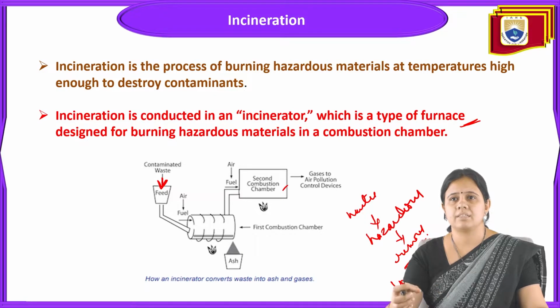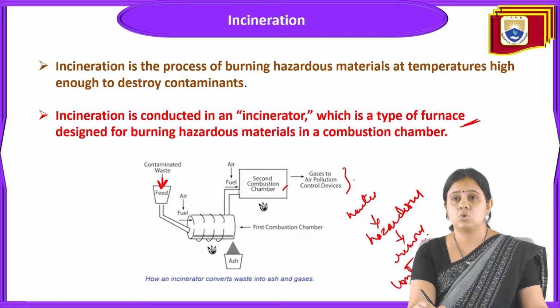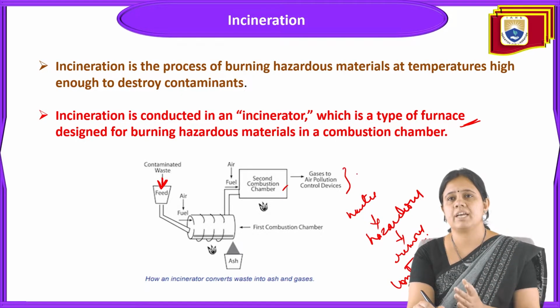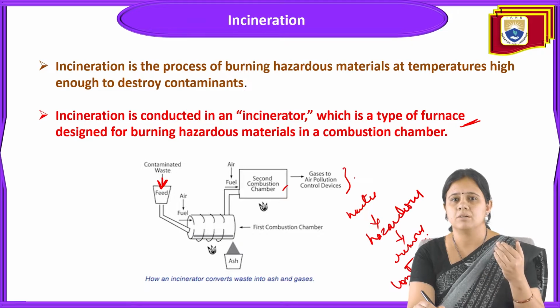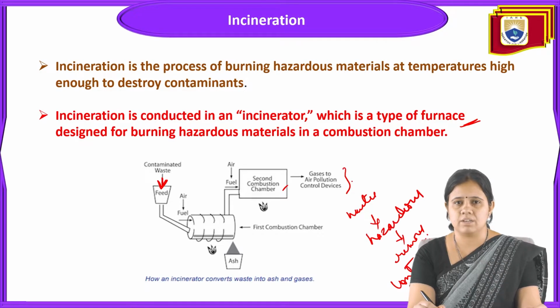Then the gases go to air pollution control devices, which are already installed to clean these gases and prevent air pollution from burning this waste. Because these are hazardous wastes containing many contaminants, burning them at such high temperature may release the contaminants and toxins into the air. To avoid this problem, devices have been installed to clean and purify the air.